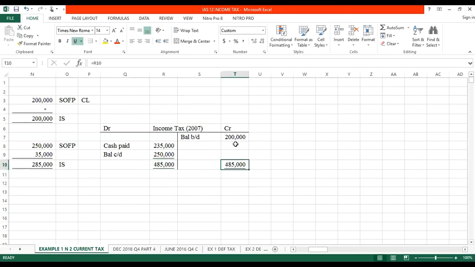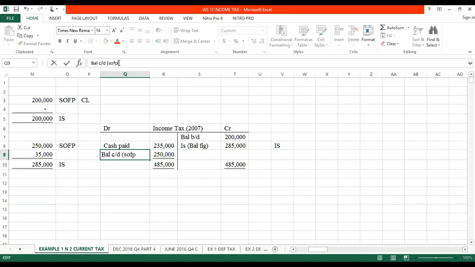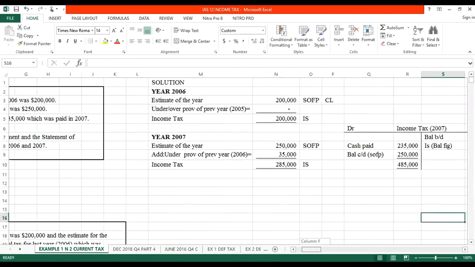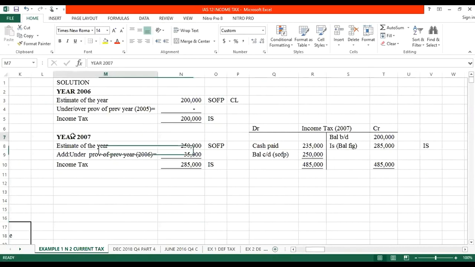This one is not complete. There is a balancing figure here of 485 minus 200. How much is that? 285. This is what goes to the income statement, and what goes to the income statement is the balancing figure. This balance carried down is what goes to the statement of financial position. Now, my question is, between these two methods, which one is easier?